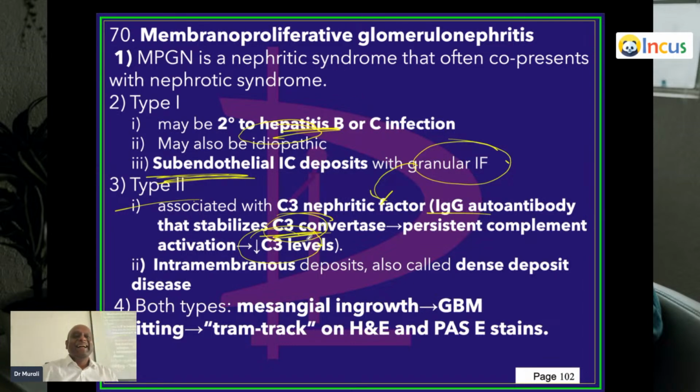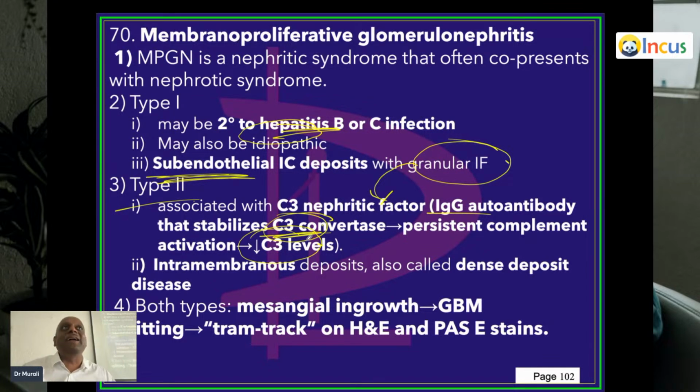Okay, so tell me, doctor, what is type 2? C3 nephritic factor is an IgG antibody that stabilizes C3 convertase, which continuously converts the C3 and leads to low C3 levels. And in this, the deposits are intramembranous. In type 1, they are subendothelial. I will ask you again the day after tomorrow, you forget.